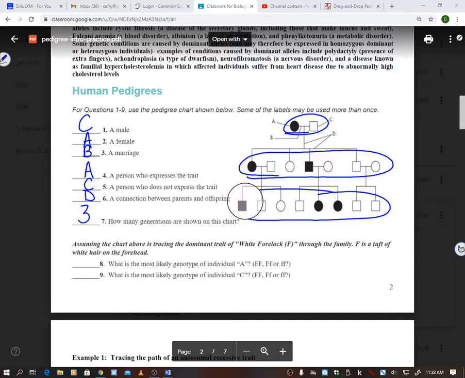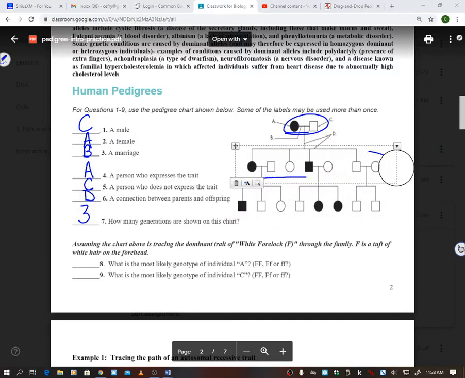I'm going to erase this stuff over there. Okay, so it says, assuming the chart above is tracing the dominant trait of white forelock. So that is a dominant trait through the family. Capital F is a tuft of white hair on the forehead. So if it is capital, they're saying that this is a dominant trait.